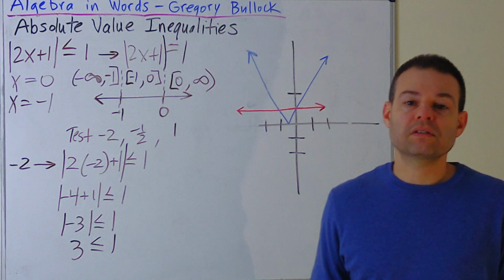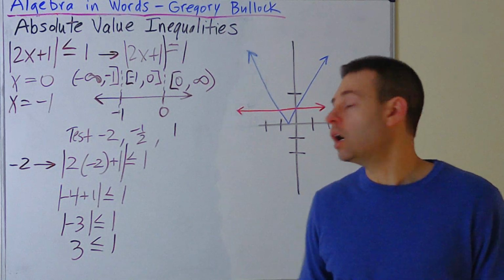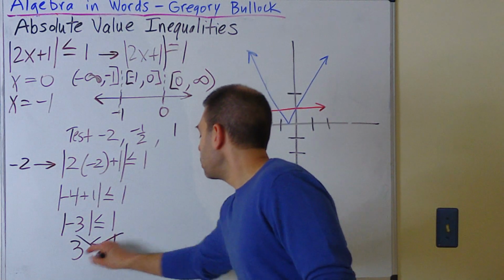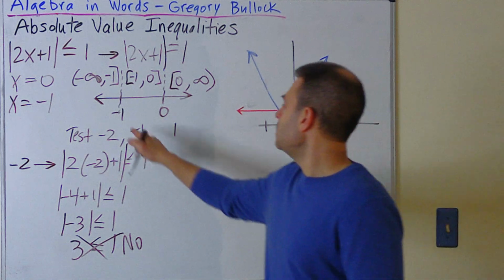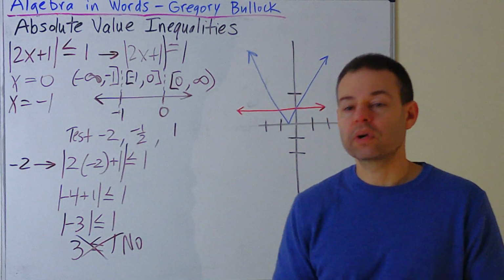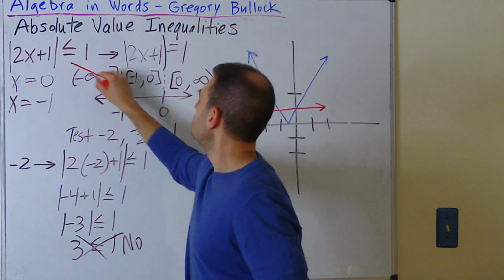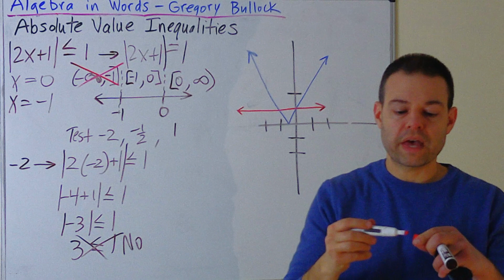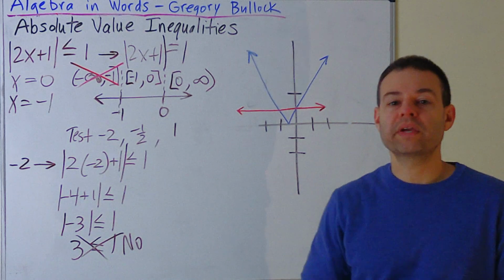Does that make sense? Is that true? Is 3 less than or equal to 1? No, it's not. So we could say no, but what does no mean? It means we reject the region that we're testing. So just to make it clear, I'm just going to put a cross through that region. Now let's test the next one, and I'm going to erase this work so we have room.